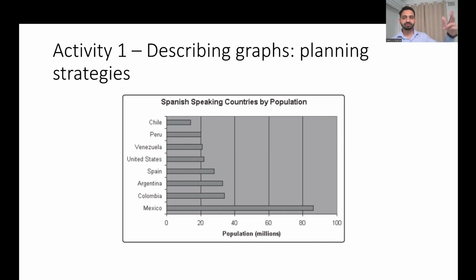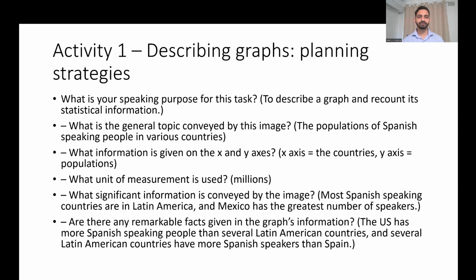So whenever we're talking about, we want to link them both, right? So these are some of the things that you want to think of. What is your speaking purpose for this task? You are supposed to describe a graph and recount its statistical information, right? So you want to talk about the statistics here, because this is what the graph is presenting to you.